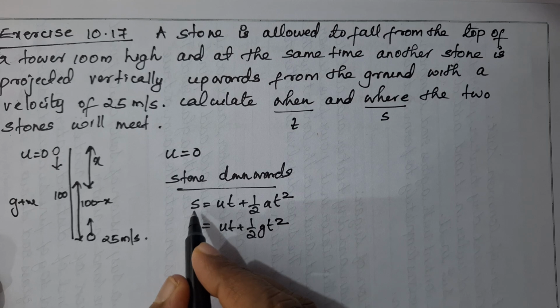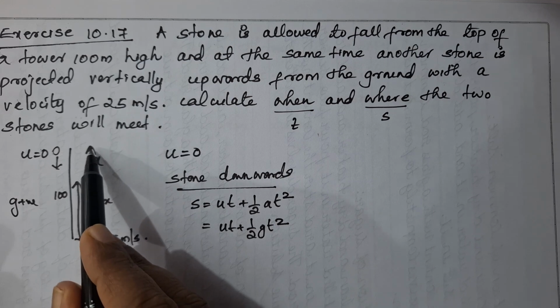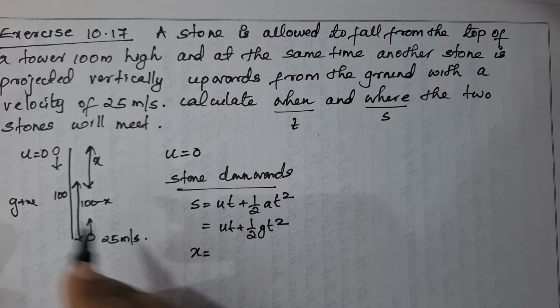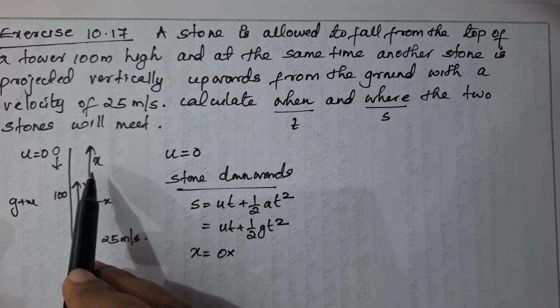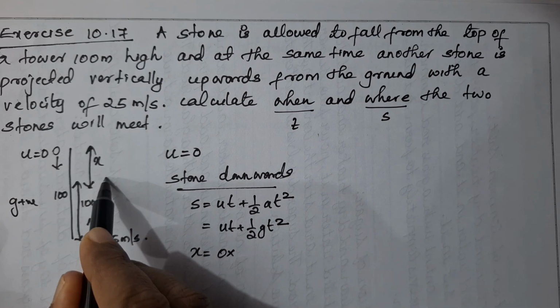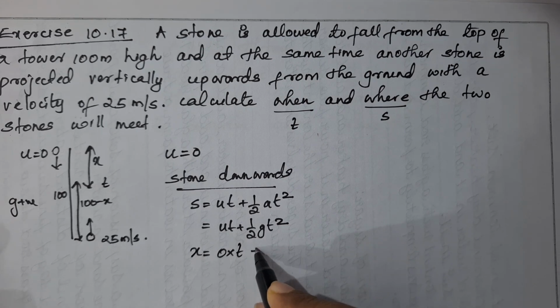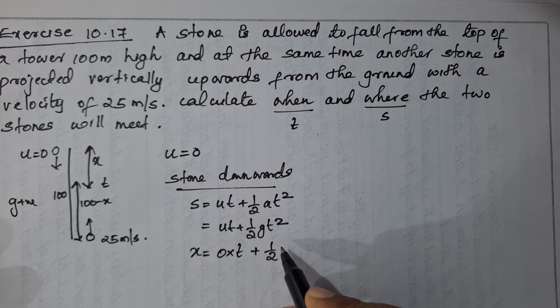Then this distance is actually the vertical distance traveled. The stone that is moving downwards travels the distance x. So x is equal to, what is its initial velocity? That is 0. So 0 into t, where we consider the time of meeting as t, plus ½ into, for ease of calculation, let us use the value of 10 meter per second squared as g.